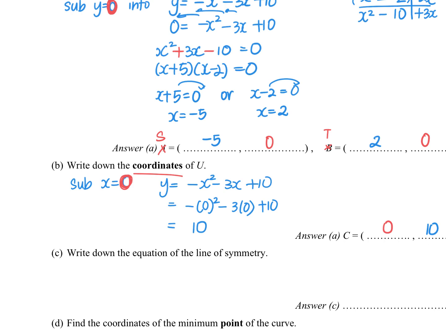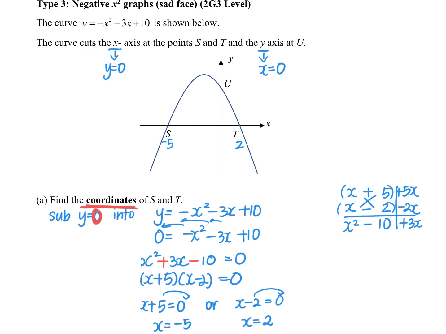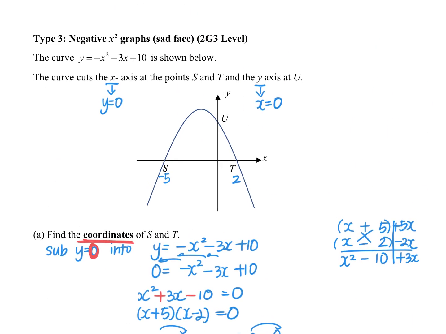Last part of the question, to find the equation of the line of symmetry. Before we begin, where is our line of symmetry? We need to draw. Our line of symmetry over here is a vertical line exactly in between S and T. So this is going to be my line of symmetry over here. I'll be able to get the answer for the line of symmetry from the number in between the two x-intercepts. So I need a number over here.